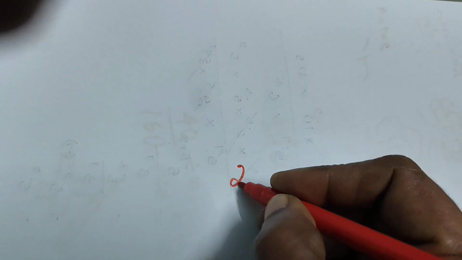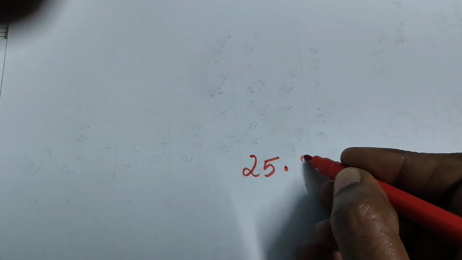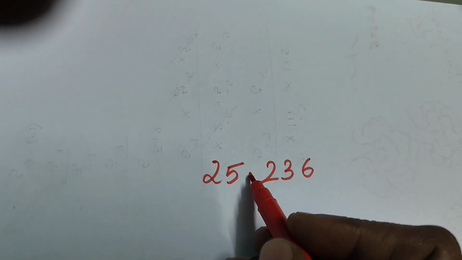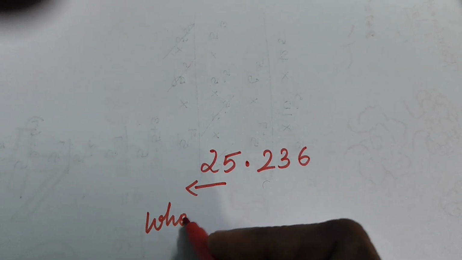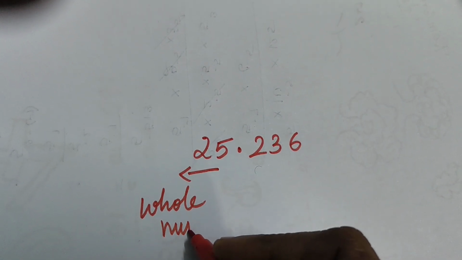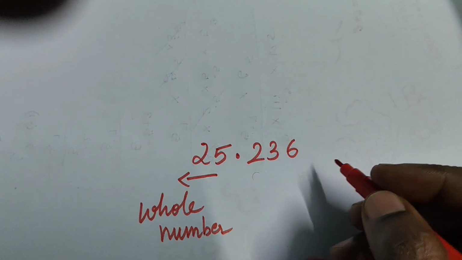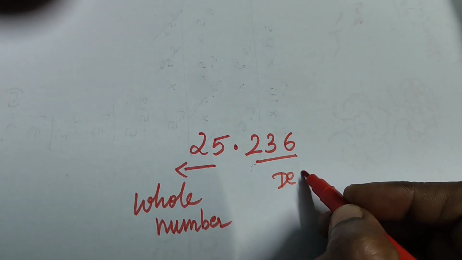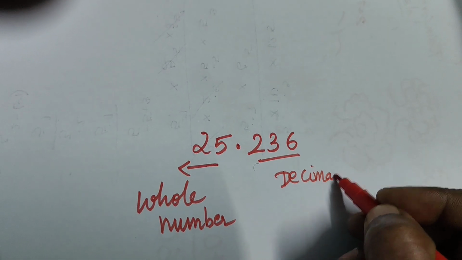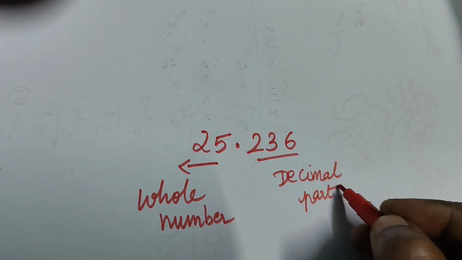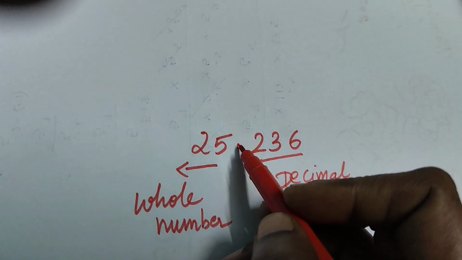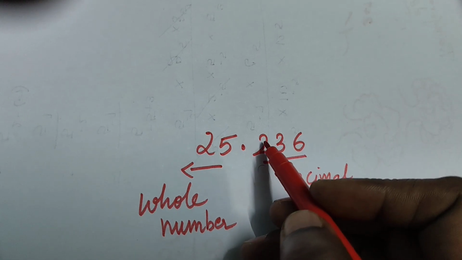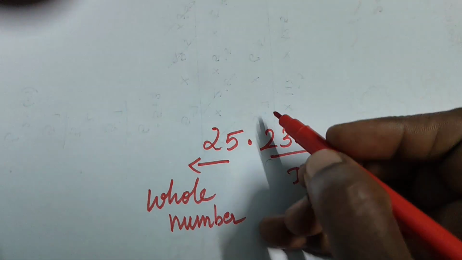If I write a number 25.236, you can see that this is a decimal. This point is the decimal point, this is the whole number part, and these are the decimal part. Ones and tens you have already learned. After the decimal point, we have the decimal system. First one is tenth.